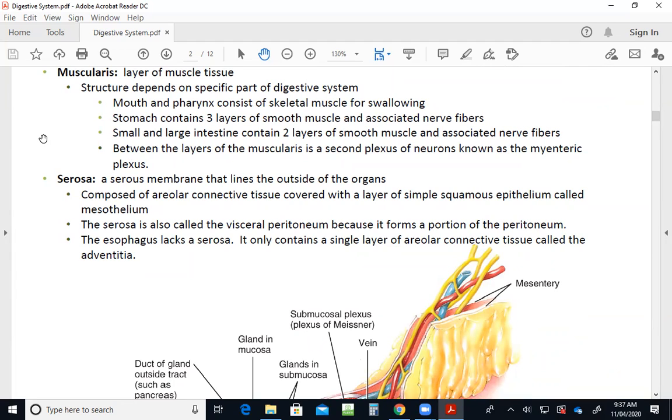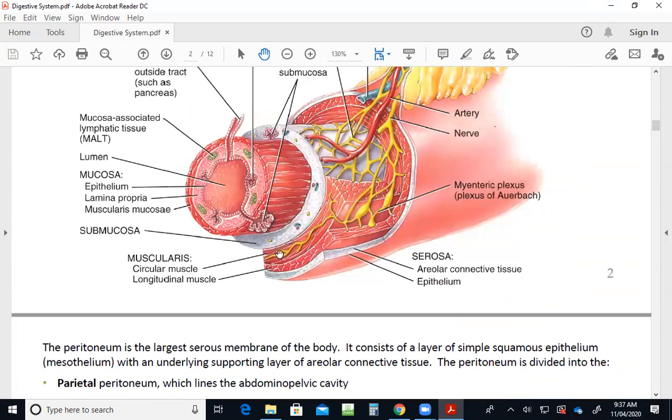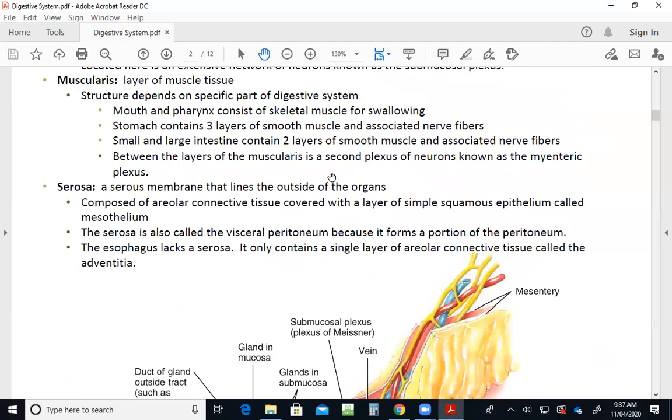Our stomach has 3 layers of smooth muscle. It's the only one that has 3. The rest only has 2 layers. Okay. The small and large intestine included have 2 layers, an inner circular layer that runs around, and then a longitudinal that runs the length of the tract. Between them is that myenteric plexus, which is what controls the movement of those muscles.